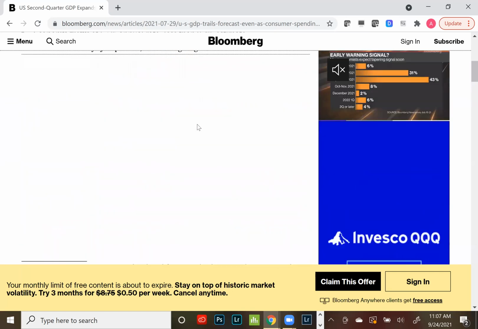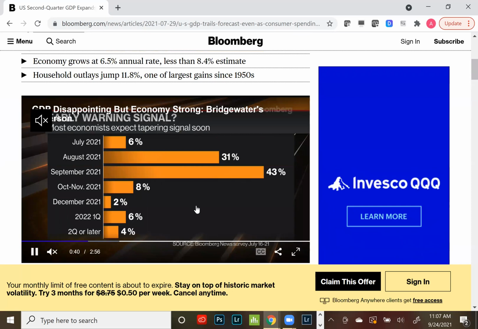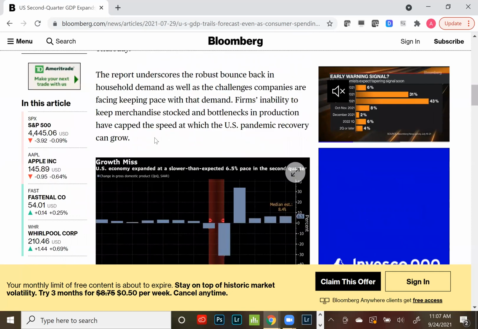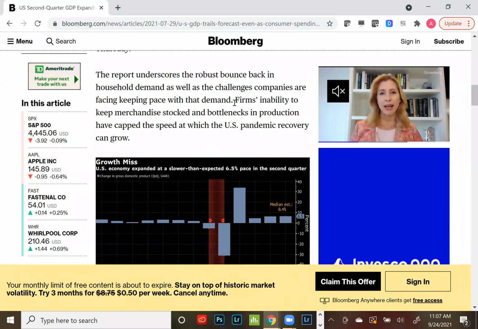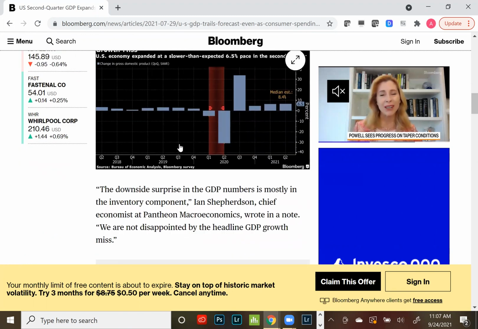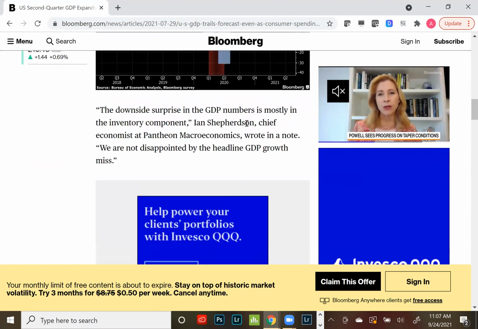Anyway, you might want to check these out once in a while, because you can see that there's a lot of discussion here about what contributes to GDP and what can cause it to slow down. Like here, for example, they're saying that firms' inability to keep merchandise stocked and bottlenecks in production are capping the speed at which the economy can grow. And it's not surprising, since a lot of firms were completely shut down during the COVID. And so it will take time for production to reach more normal levels. In fact, this economist is saying the downside surprise is the inventory component, meaning that inventories are not growing as fast as we'd hoped.